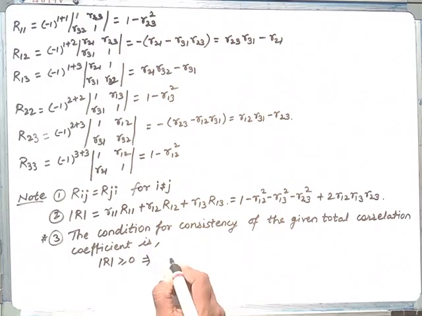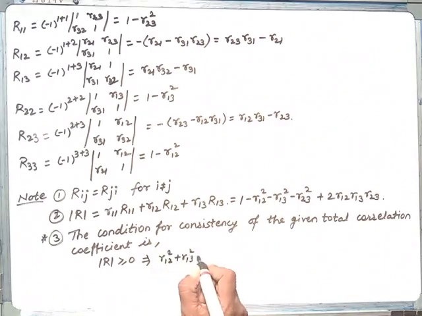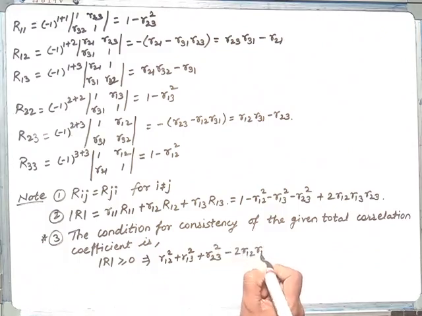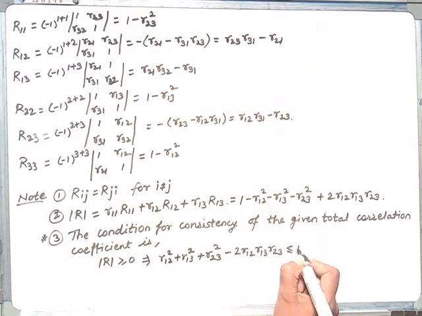Okay. So that is the same as R12 square plus R13 square plus R23 square minus 2 R12, R13, R23 will be less than or equal to 1.